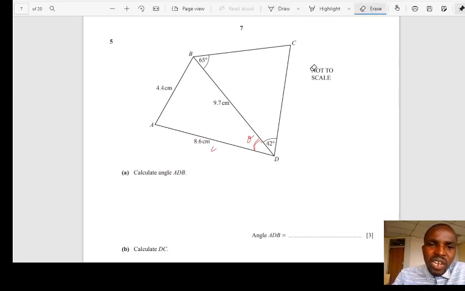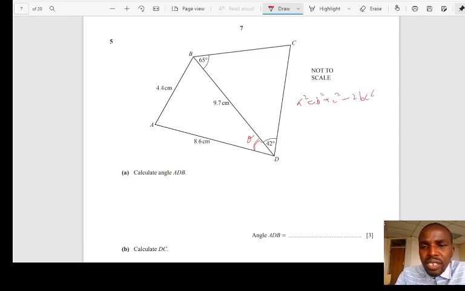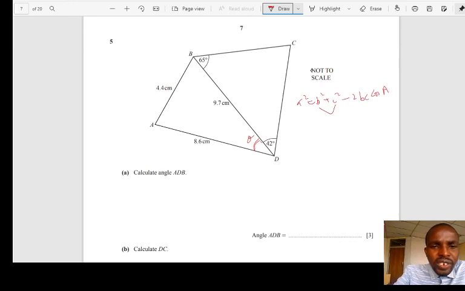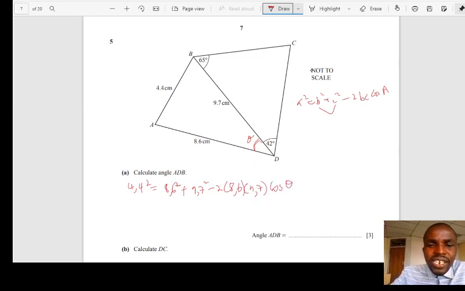So from our formula, A squared equals B squared plus C squared minus 2BC cos A. B and C are the sides which make up the given angle. In this case, B and C can be 8.6 and 9.7. So to calculate the angle, you can say A squared, which is 4.4 squared, equals B squared, we can say 8.6 squared plus 9.7 squared minus 2 times 8.6 times 9.7, then cos theta.